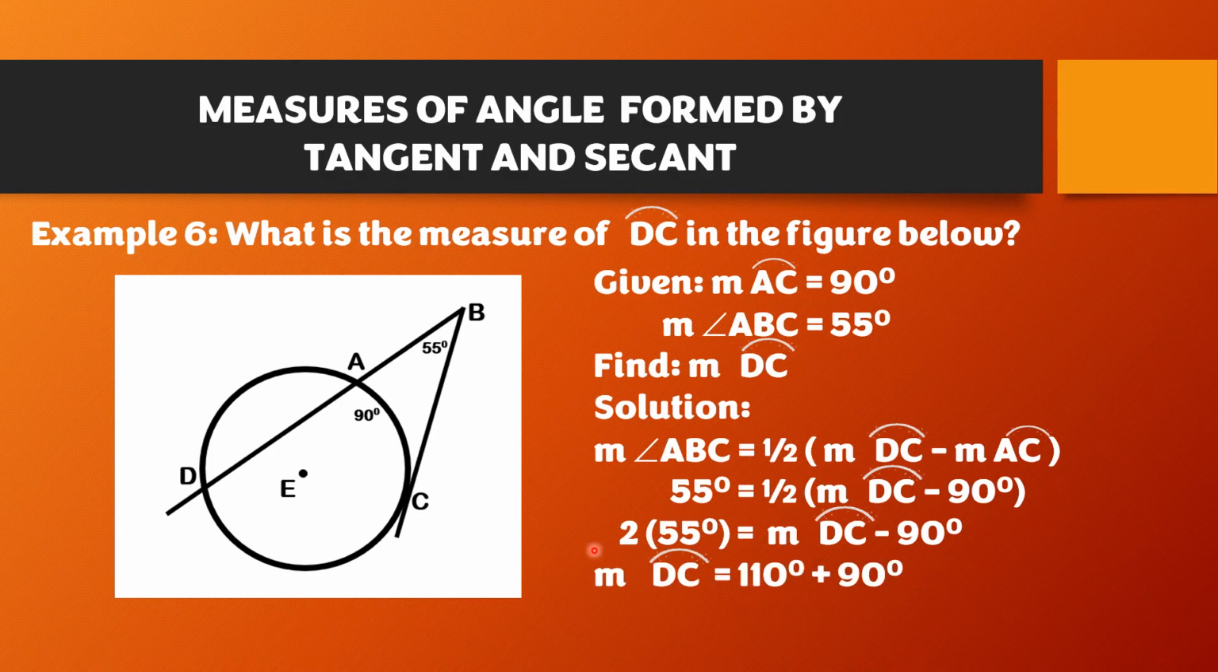And then we're going to add 90 degrees to both sides of the equation. So we have 110 degrees plus 90 degrees, and that will be the measure of arc DC. Simplify now 110 degrees and 90 degrees. So we're going to get the sum, and the sum is 200 degrees. So therefore, the measure of arc DC is equal to 200 degrees.